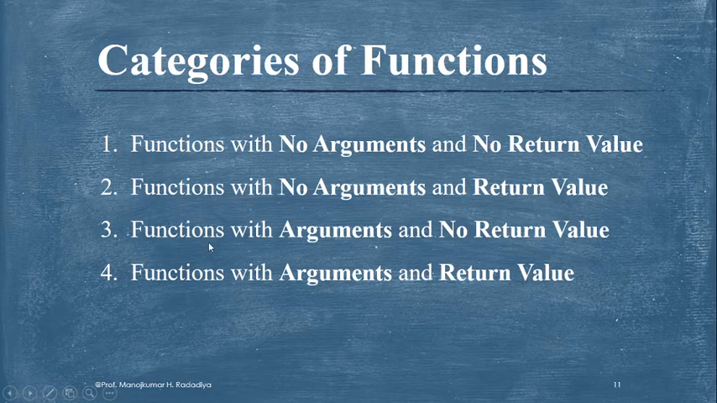The third category is the function with argument and no return value. That means we are giving a parameter or variables to the function and the function is not returning any value. And the fourth category is the function with argument and return value. That means we are giving some parameters as arguments in the function and the function should return some value. Now we will see each of these categories of the function practically.